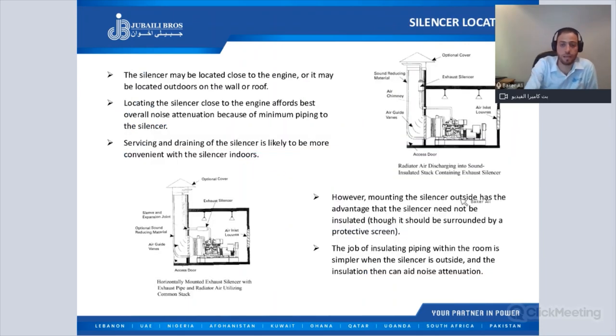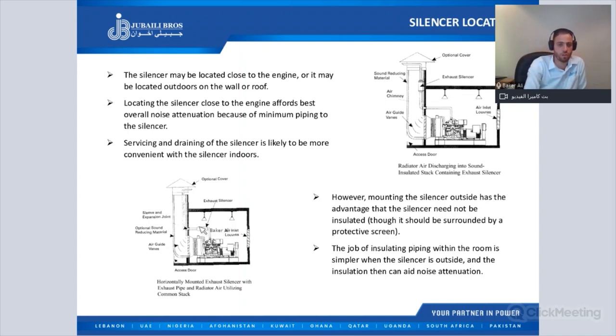Here for the silencer location, we have two options to install the silencer: either inside the room, or outside the room, or on the rooftop of the building. So we have two options. The first option is inside the room, or outside the room, or we can locate it on the rooftop. There are advantages for both options.